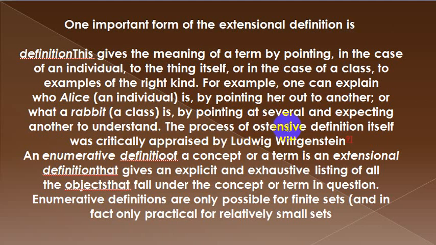The process of the ostensive definition itself was critically appraised by Ludwig Wittgenstein. An enumerative definition of a concept or term is an extensional definition that gives an explicit and exhaustive listing of all the objects that fall under the concept or term in question. Enumerative definitions are only possible for finite sets, and in fact only practical for relatively small sets.